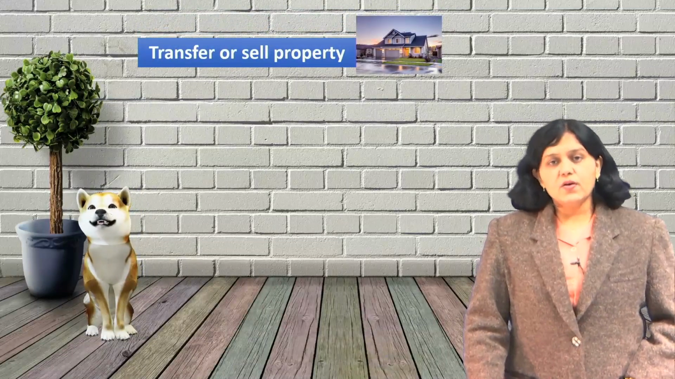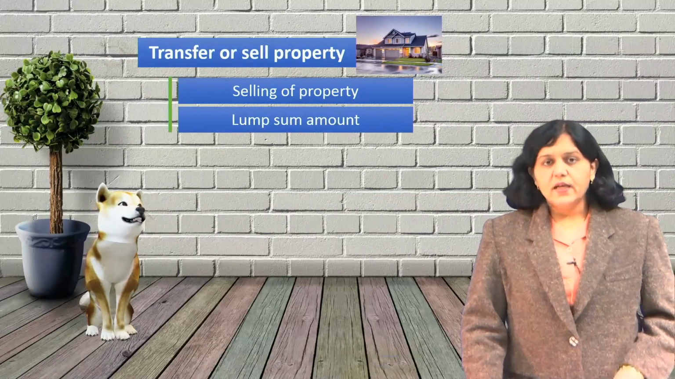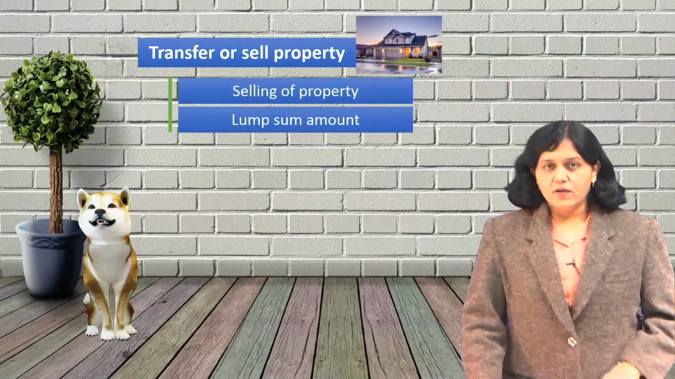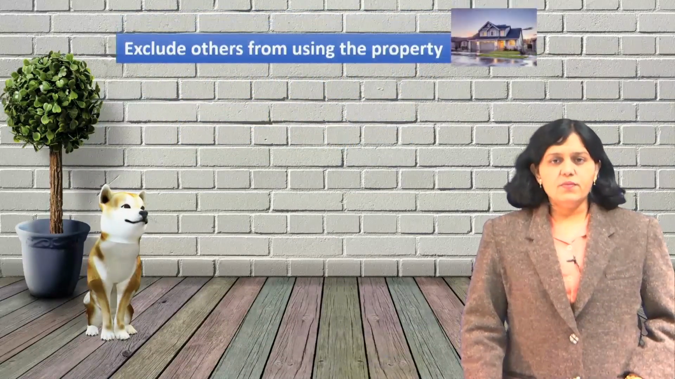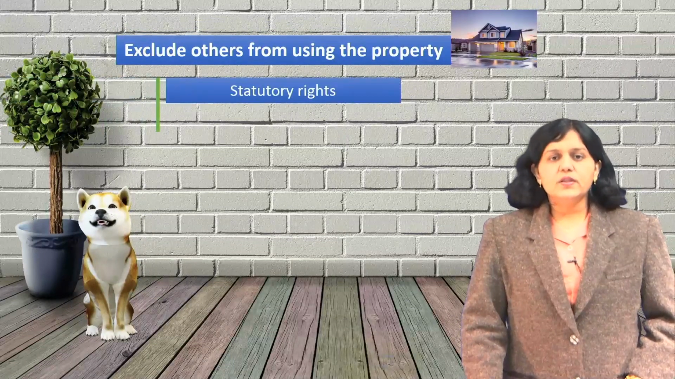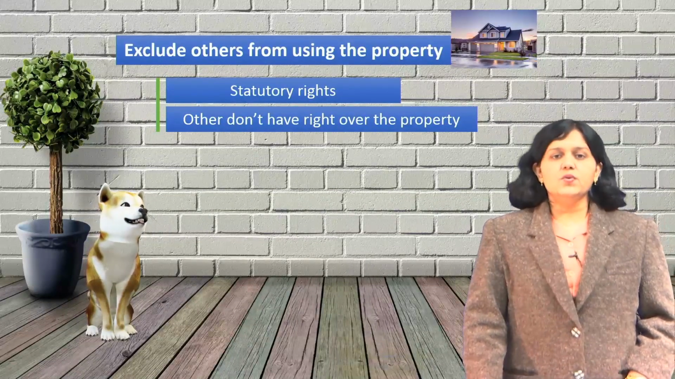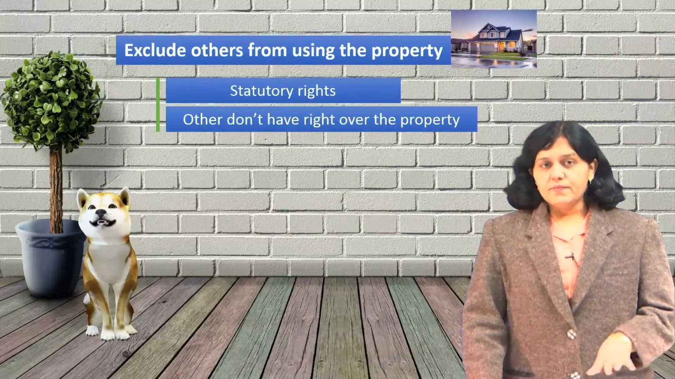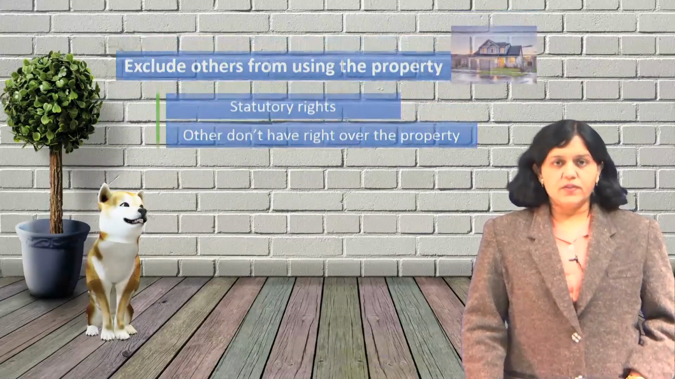You can transfer or sell property. The third right is transfer or sale of property. Transfer can be made through assignment or license deed in lieu of lump sum money or as per the decision taken by the parties in the agreement they have drafted. You can exclude others from using the property. The fourth right is excluding others from using the property. The owner has the statutory right to exclude others. The owner is entitled to receive damages if, in some cases, somebody takes unlawful possession of the property.